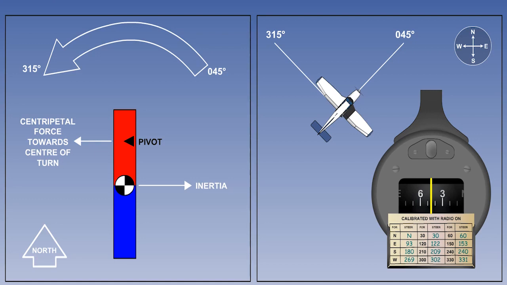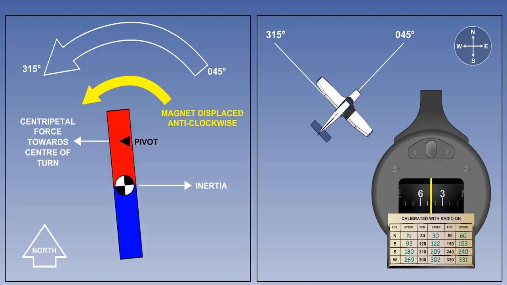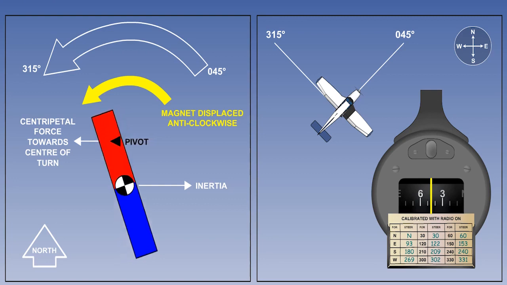During the turn, the magnet will be dragged to the left by the pivot point, while inertia will react through the centre of gravity. As these forces are not in line with each other, a couple is created which causes an anti-clockwise turning effect, moving the red end of the magnet to the left and the blue end of the magnet to the right, as we look at it here.